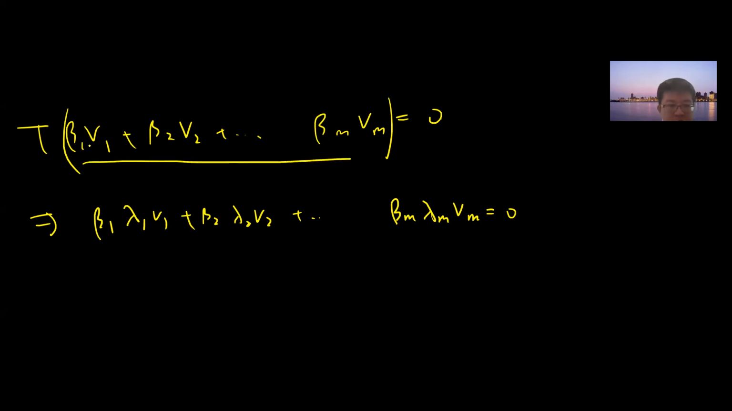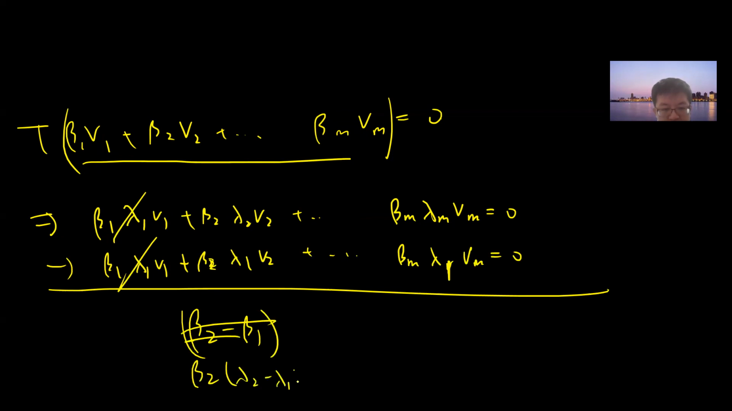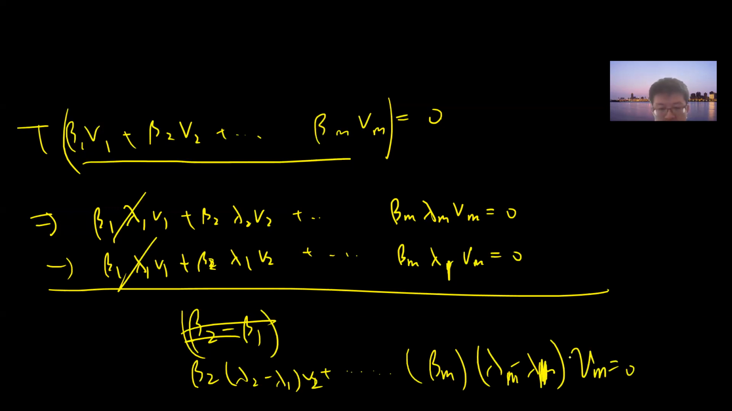But from the original equation, we can multiply by lambda 1, so we get beta 1 lambda 1 v1 plus beta 2 lambda 1 v2 up to beta m lambda 1 vm equals 0. This is equation 1. Now we subtract these two, so we cancel the first term. Sorry, this is beta 2. So we get beta 2 (lambda 2 minus lambda 1) v2 up to beta m (lambda m minus lambda 1) vm equals 0. So this is our result.